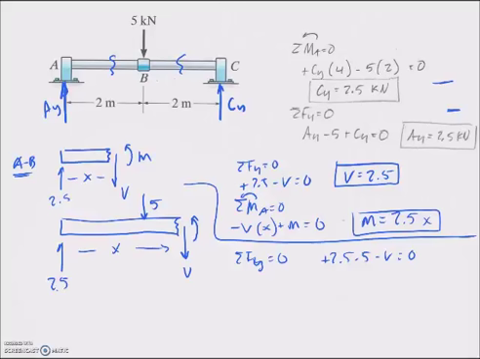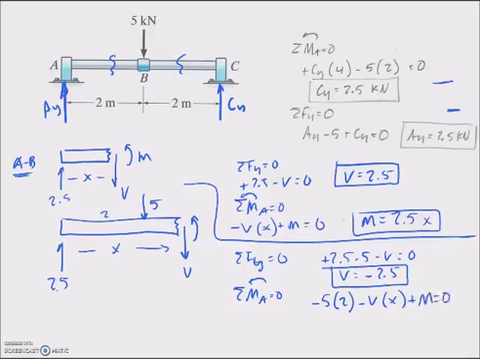Do that over here. Shear is equal to negative 2.5. All right, how about moment? Sum of the moment about A is equal to 0. So here I got negative 5 times the distance of 2. This distance here is 2. Minus shear times x plus moment is equal to 0. And then I got moment is equal to 10 minus 2.5x.